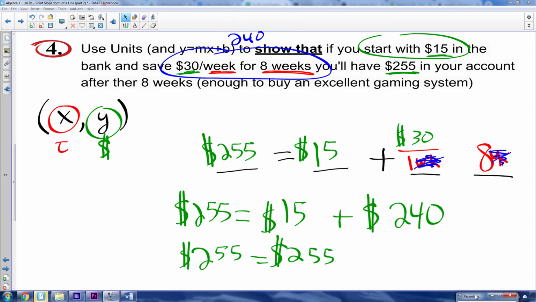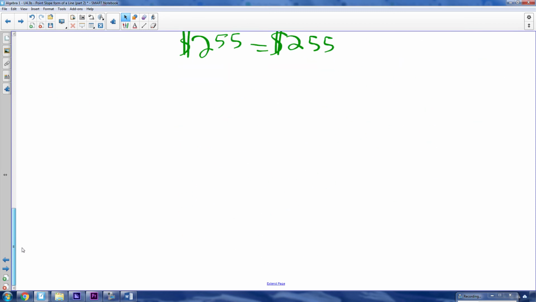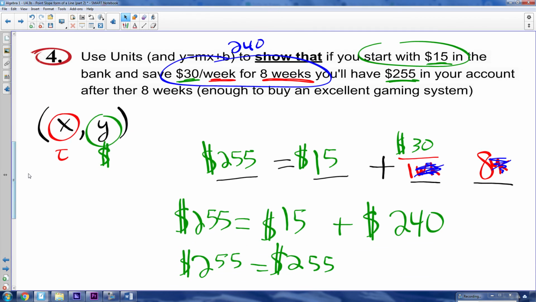And that's what makes lines apply to a lot of things, whether it be money, bank accounts, anything like that. Water in the pool that you're filling up, whatever you start with, and the rate at which you fill it. So let's just end it there.